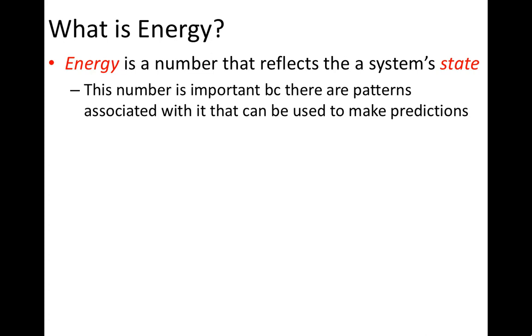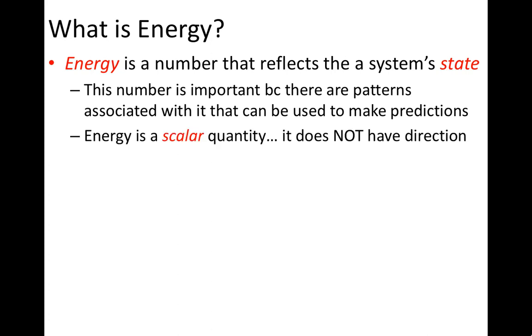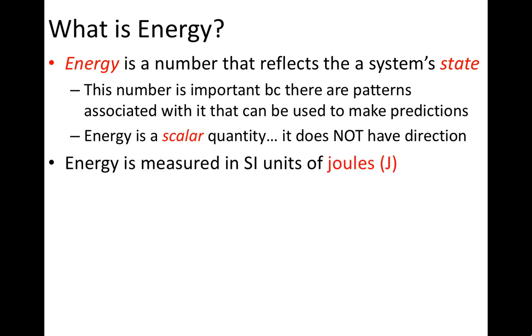And this number is important because we've noticed patterns associated with it, and if we understand those patterns, we can use energy to make predictions about what's going on with the system at a later time. And energy is a scalar quantity. So we don't have to worry about the direction when we're discussing energy. It just has an amount. It does not have a direction.